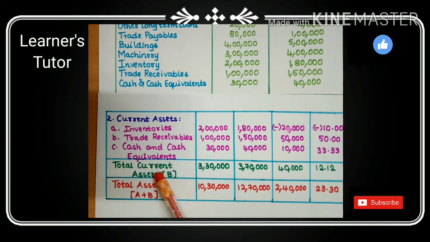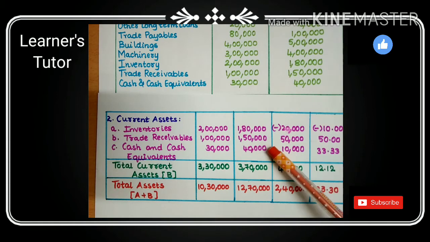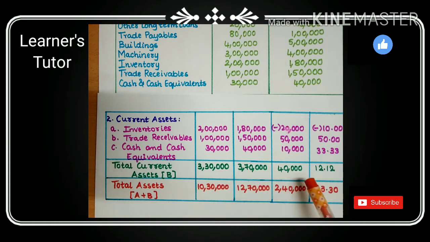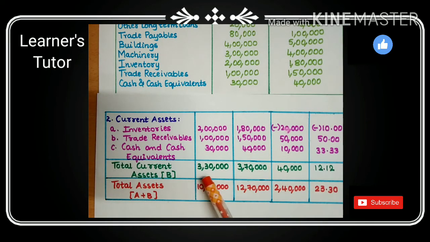Total current assets. Add all the three: inventory, trade receivables, cash in hand and cash at bank. You will get total current assets. 2 lakh plus 1 lakh is 3 lakh. 3 lakh plus 30,000 is 3 lakh 30,000. 1 lakh 80,000 plus 1 lakh 50,000 plus 40,000 is 3 lakh 70,000. 3 lakh 70,000 minus 3 lakh 30,000 is 40,000. 40,000 divided by 3 lakh 30,000 into 100 is 12.12%.